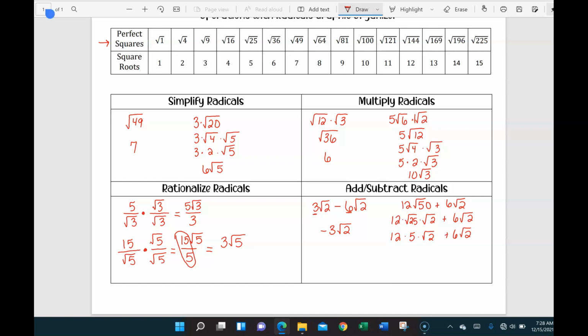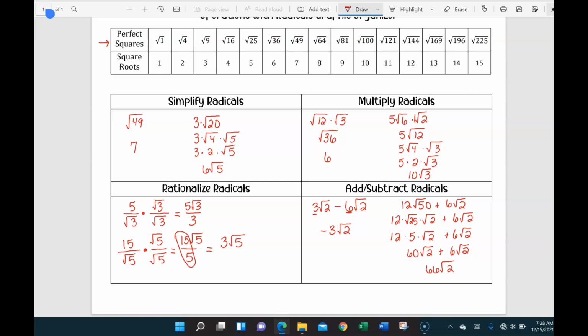12 times 5 is 60 root 2 plus 6 root 2. And so now I have like radicals. I have a square root 2 in both of them, which means now I can just add the coefficients. So 60 plus 6 tells me that my final answer is going to be 66 times the square root of 2.